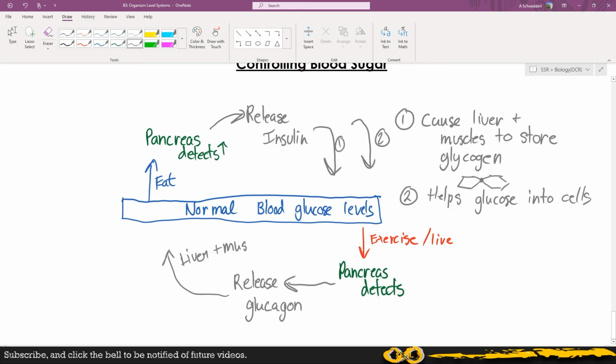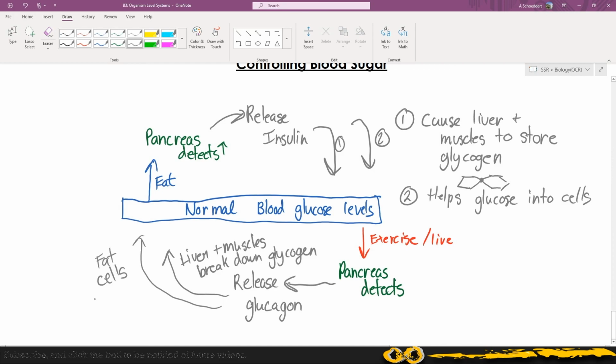So the liver and muscles will break down their glycogen. And that will be released into the blood to bring up those blood sugar levels. There is also some effects in terms of those fat cells as well. They might release some glucose. The goal really is to increase the levels back up to normal.